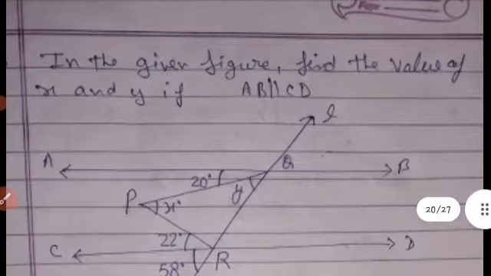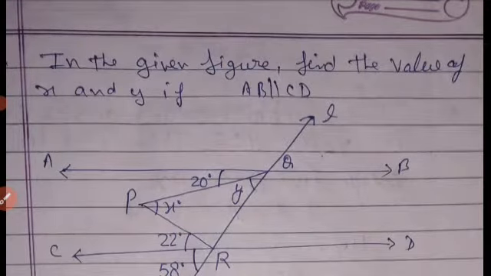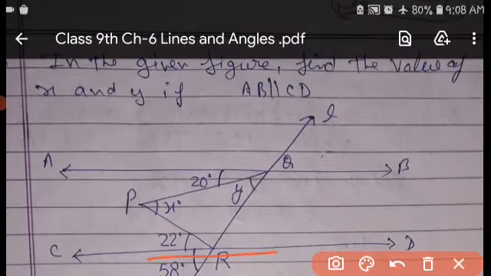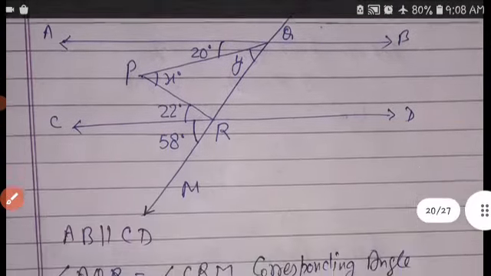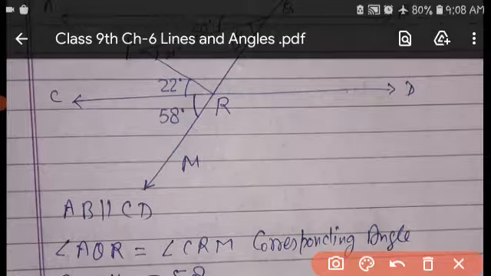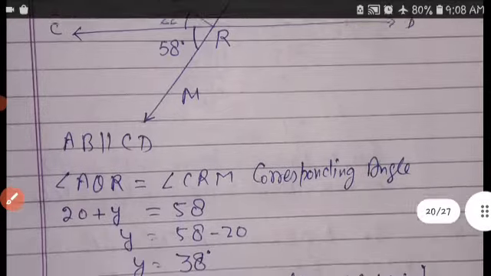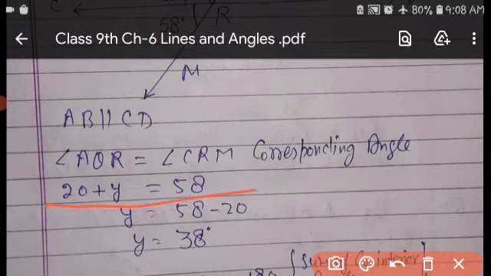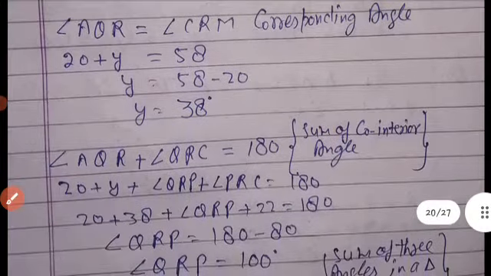Next question. In the given figure, find the value of X and Y if AB is parallel to CD. AB is parallel to CD, angle AQR is equal to CRM, corresponding angles. 20 plus Y is equal to 58. Now Y is equal to 58 minus 20, which is 38 degrees.